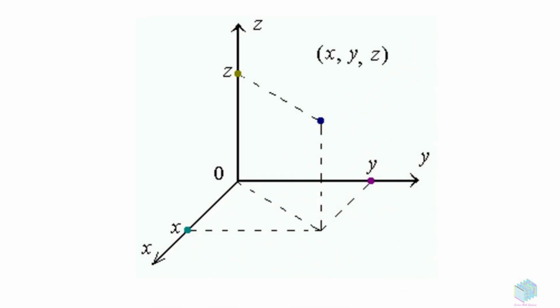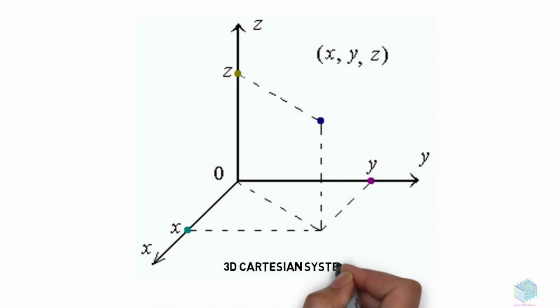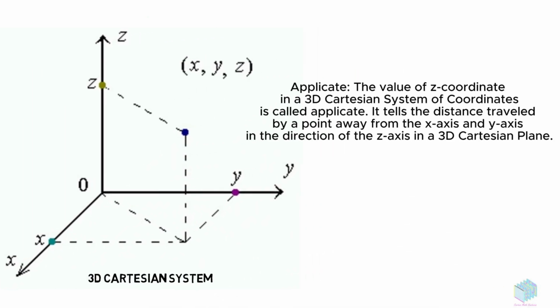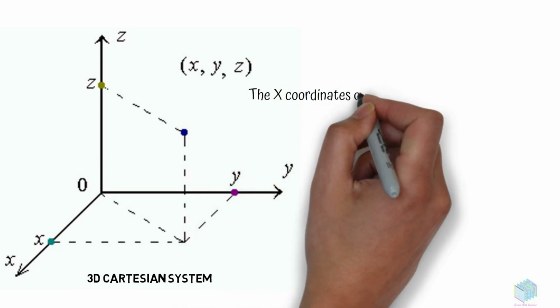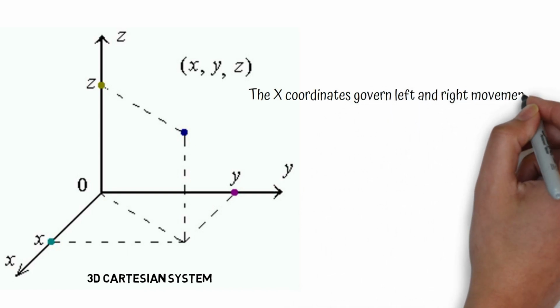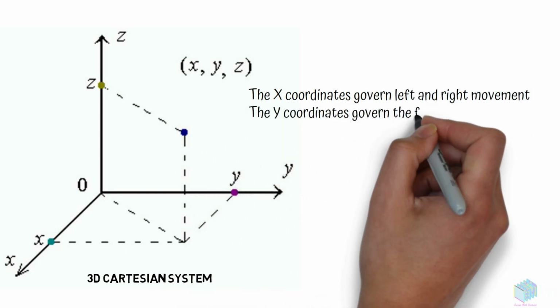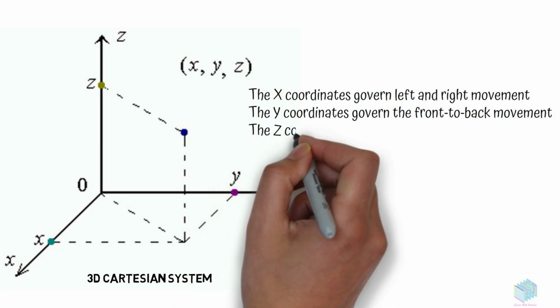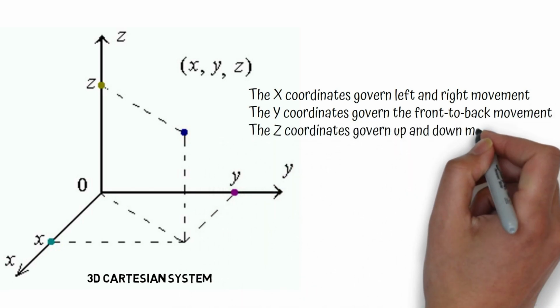Applicate: the value of the z-coordinate in a 3D Cartesian system of coordinates is called applicate. It tells the distance traveled by a point away from the x-axis and y-axis in the direction of the z-axis in a 3D Cartesian plane. The x-coordinates govern left and right movement. The y-coordinates govern the front-to-back movement. The z-coordinates govern up and down motion.